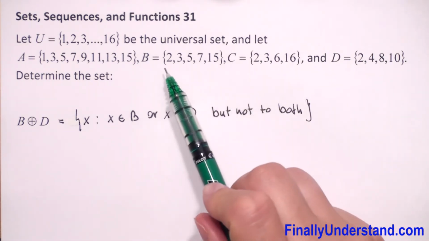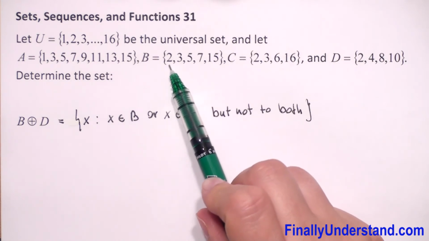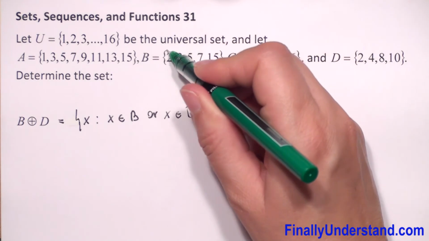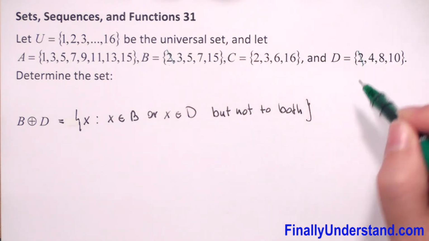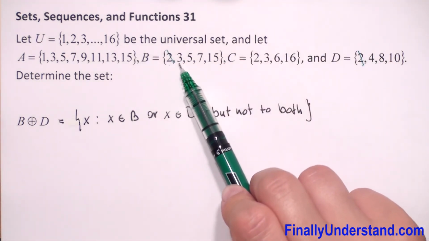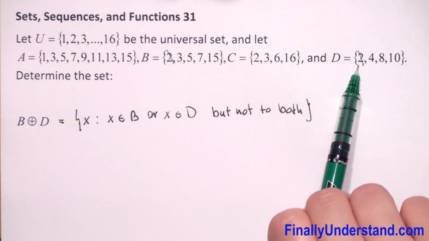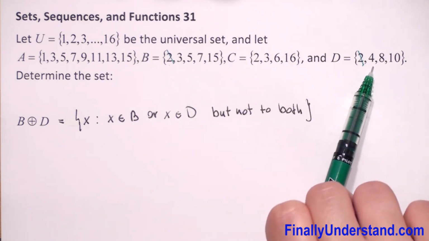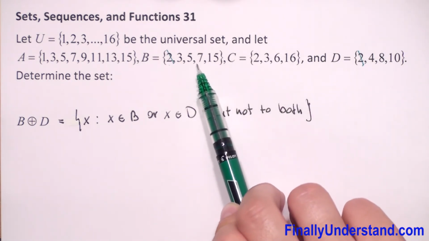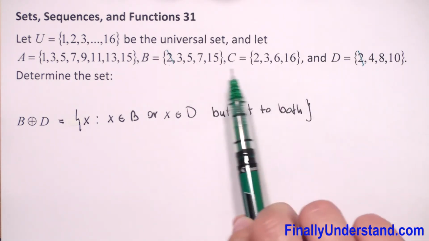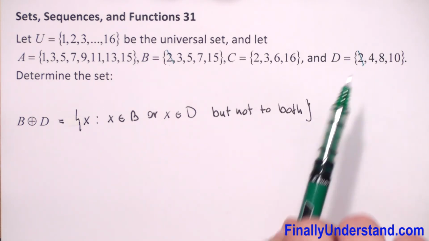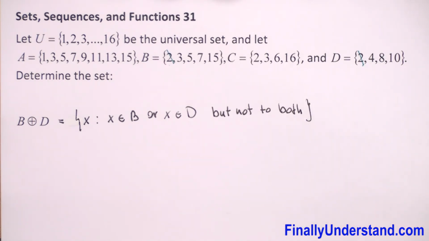In set B we have 2 and in set D we have 2. So 2 we cannot put. Next we have 3 and we don't have 3 in set D, so 3 can be put. 5, and we don't have 5, so it's okay. Next we have 7 and we don't have 7, and 15 and we don't have 15 in set D.